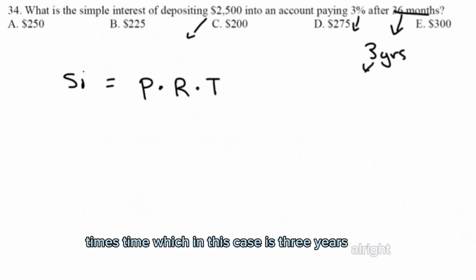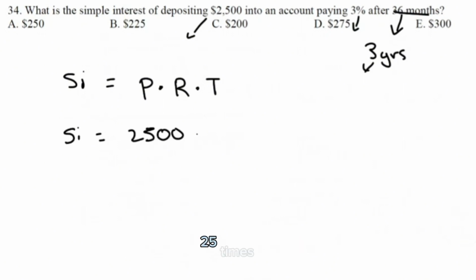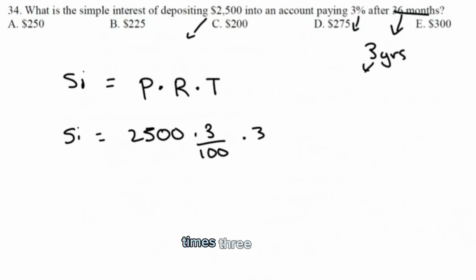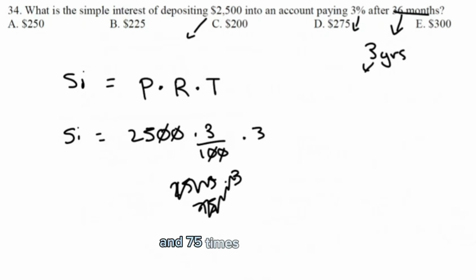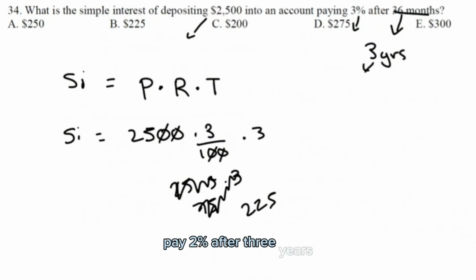3 years. Alright, so our simple interest in this case would be 2,500 times 3%, which is also just 3 over 100, times 3. Alright, so first thing we can do is get rid of this fraction by doing these two divide and these two divide, because these two zeros will cancel out. So this becomes 25 times 3 times 3. 25 times 3 is 75, and 75 times 3 is 225, which means the simple interest of depositing $2,500 into an account paying 3% after 3 years is just $225, and that's your answer.